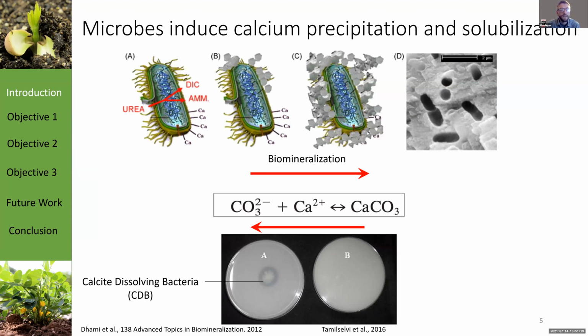So there are a group of microbes that are able to induce calcium precipitation and solubilization through a process of biomineralization, meaning they're able to convert calcite, the mineral form or insoluble form of calcium, into the soluble form of calcium, which then could be uptaken by the peanut pod. So the question is, how can we use these bacteria to create enough available calcium for the peanut plants?